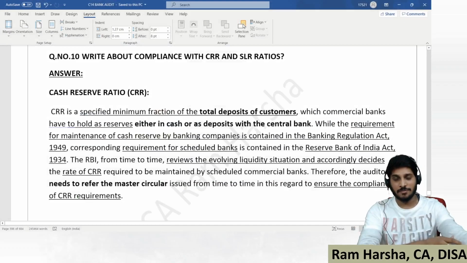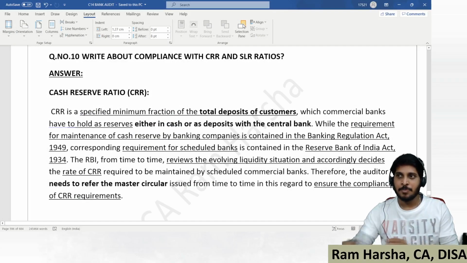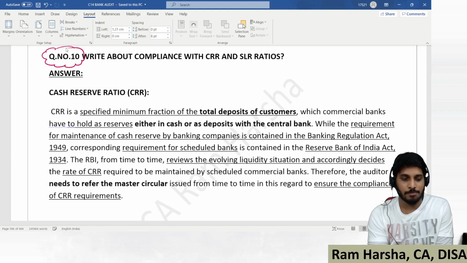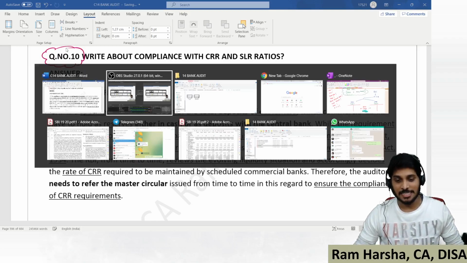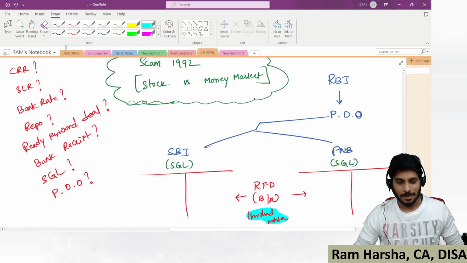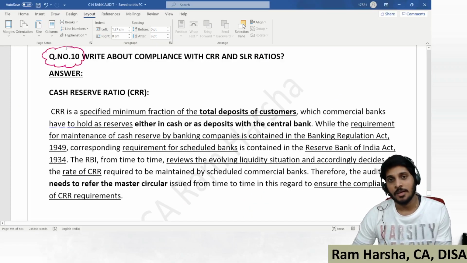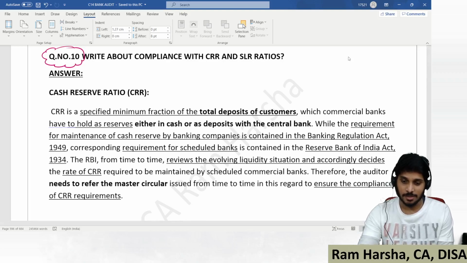So the third part of the bank audit. In this part, we are going to discuss one more important question, that is the 10th question. In our previous lecture, we discussed up to question number 5.